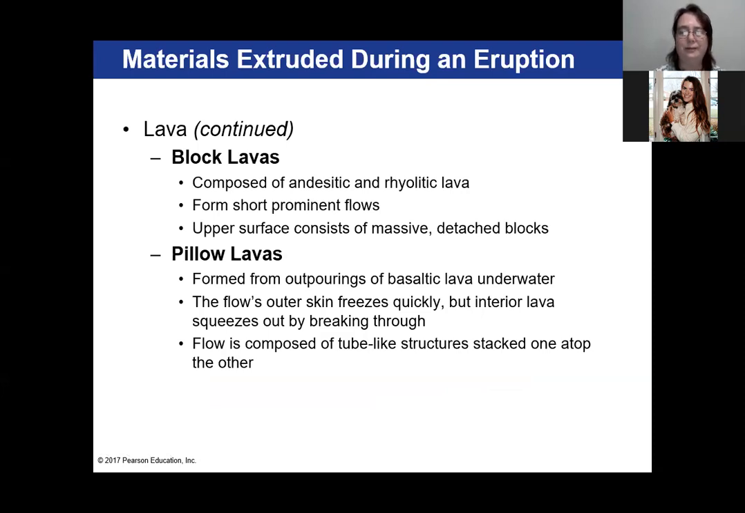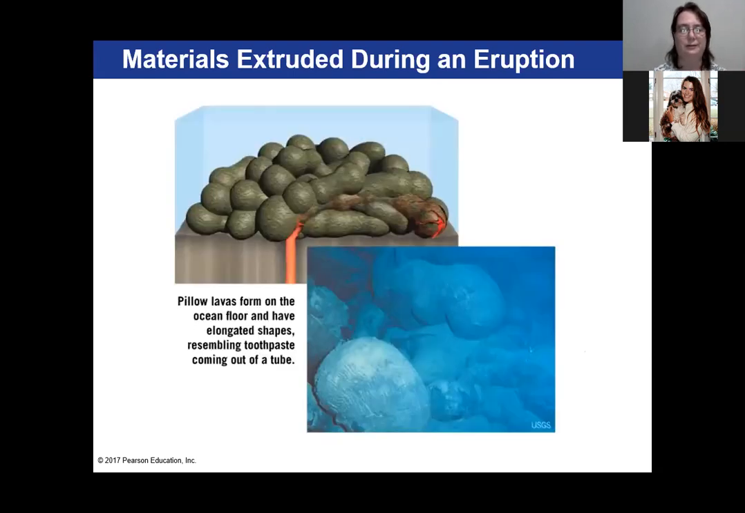But block lava is an eruption of literally blocks, large chunks of andesite or rhyolite. Pillow lava, and you can find all kinds of stock footage. This is lava that flows in the ocean, and it looks like toothpaste coming out of a tube. And the outside cools very quickly, which turns it into a sphere-type form. So these things are billowing out like balloons and toothpaste coming out of the tube. So you get these pillow lavas.